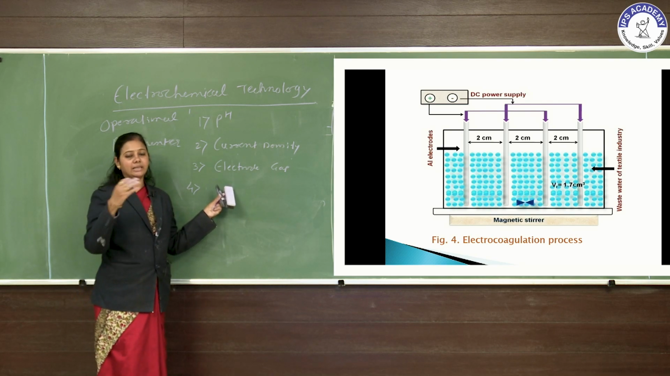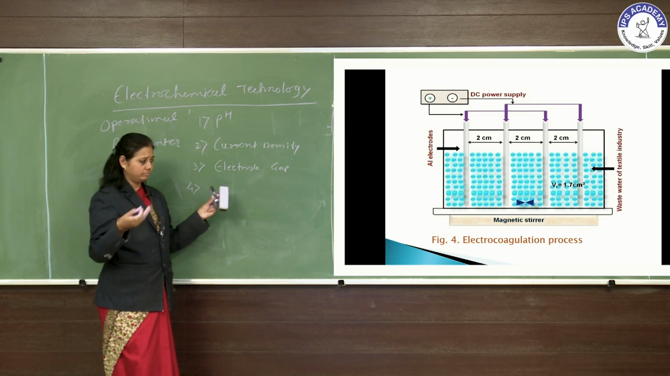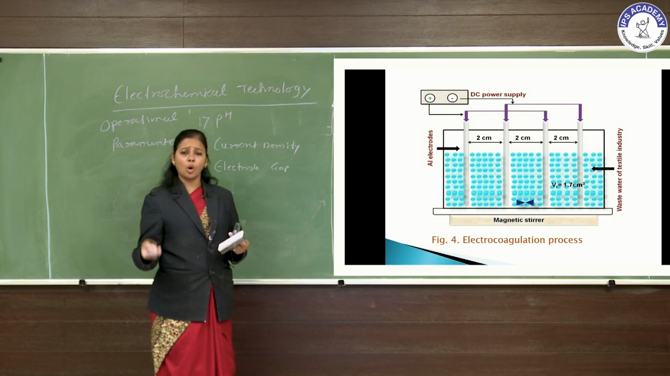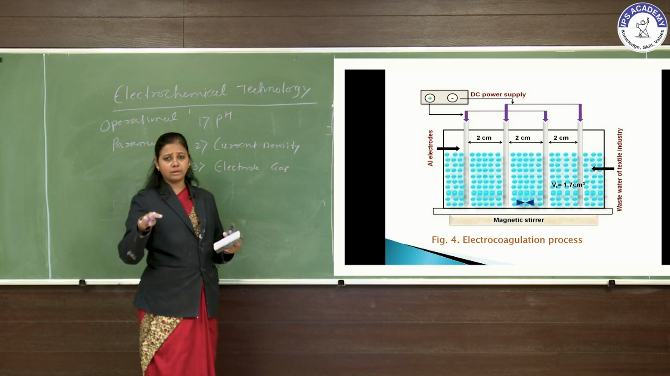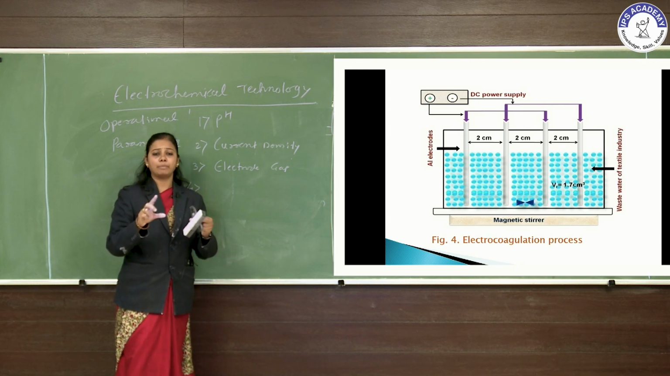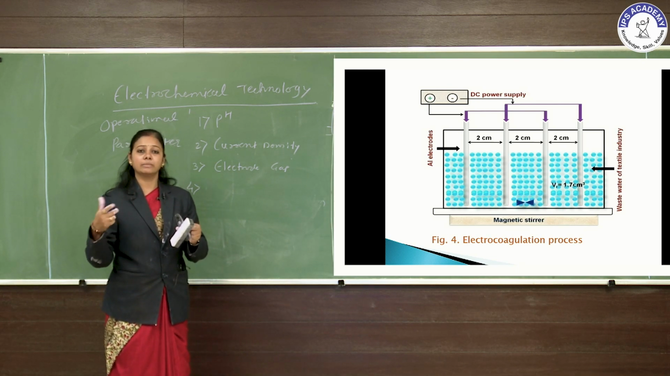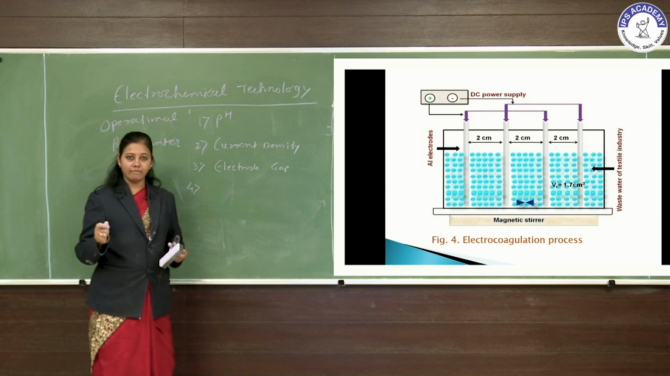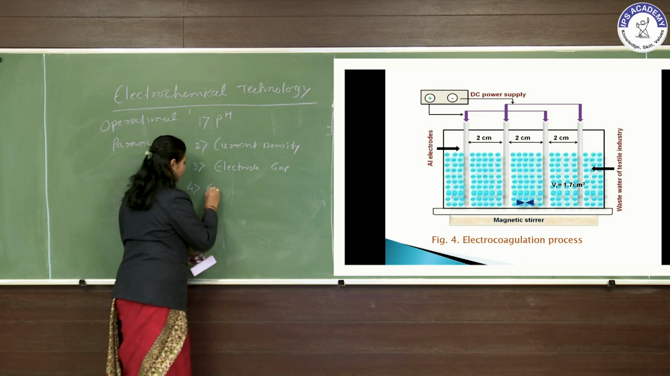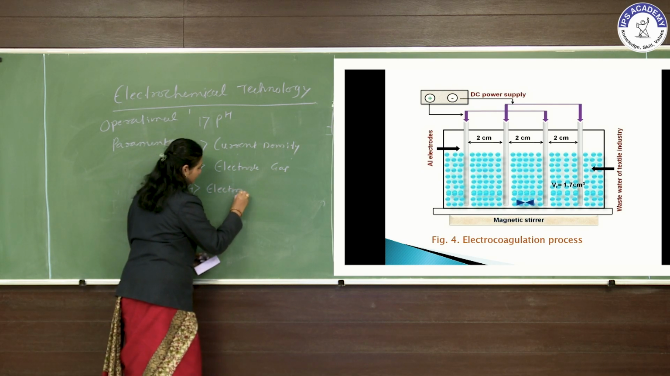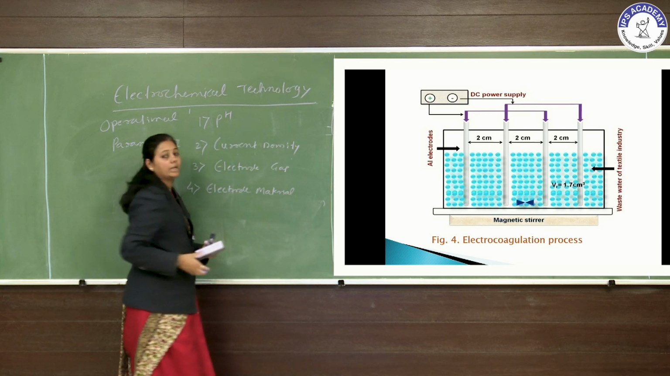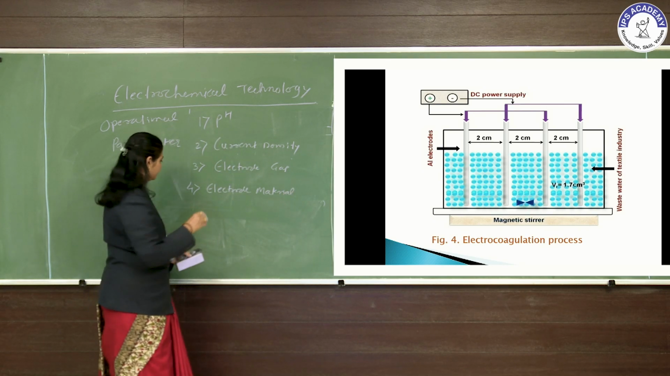I am giving the example of aluminium. Any system can use iron, copper, TiO2 coated particles, or a combination of aluminium, iron, and copper. So there are n number of electrode materials available nowadays. So electrode material is again one of the important operational parameters.